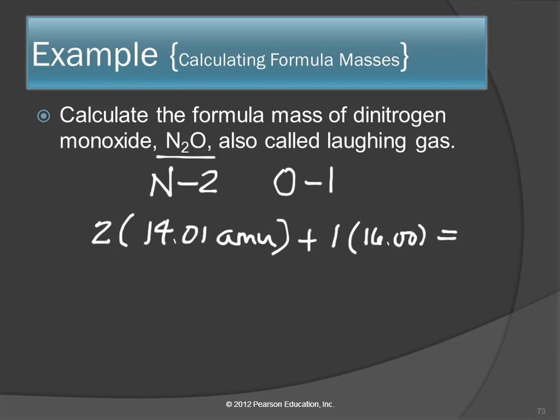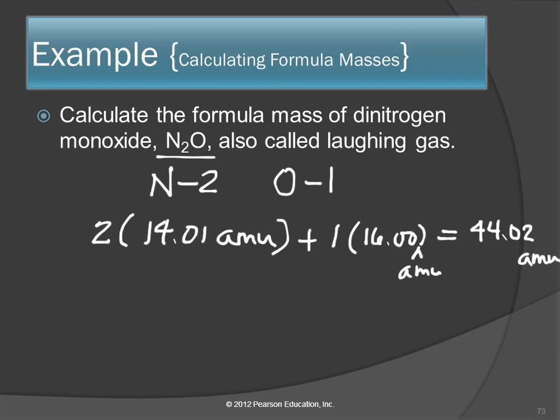So then you use your calculator. 2 times 14.01 plus 1 times 16, and we get 44.02. Oh, I left the unit off there. That's atomic mass units also. Atomic mass units. So what that tells us is 1 molecule of laughing gas weighs 44.02 atomic mass units.